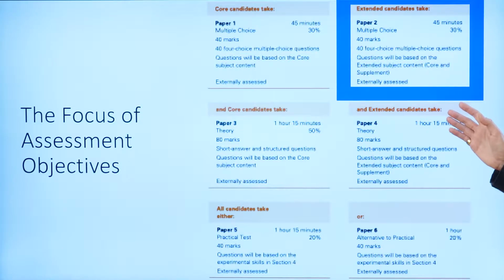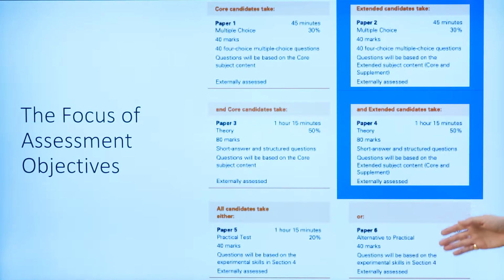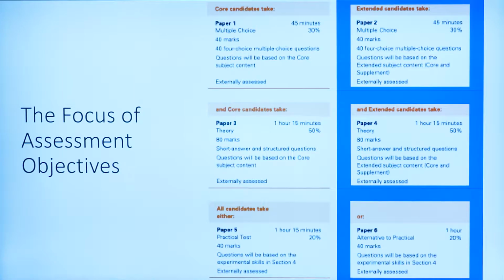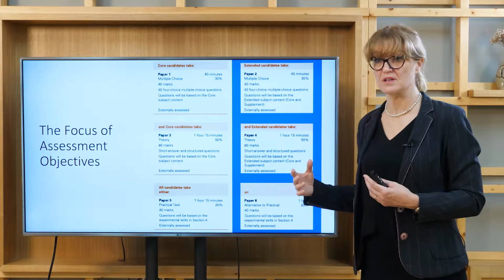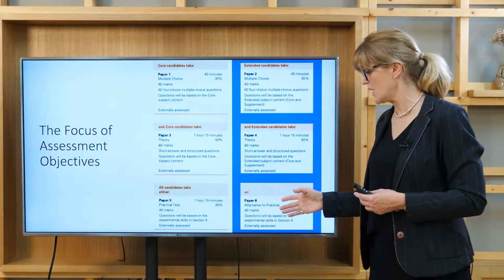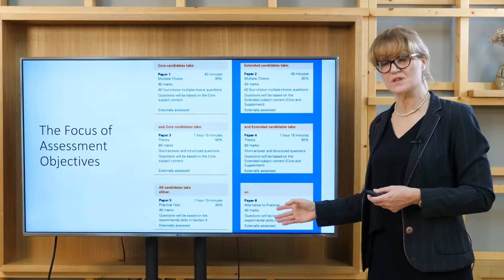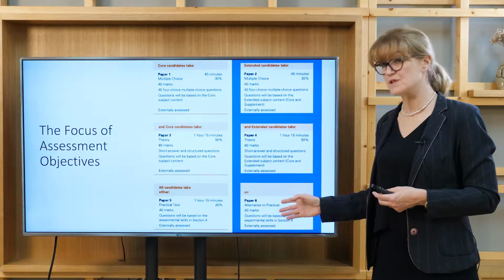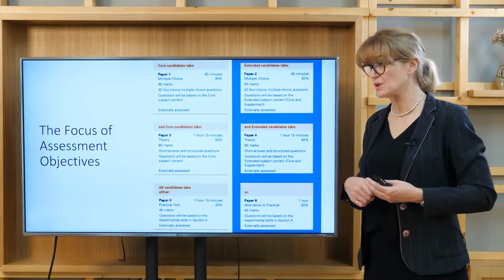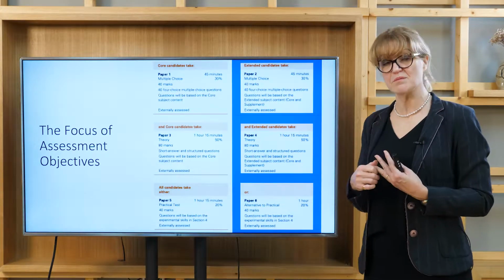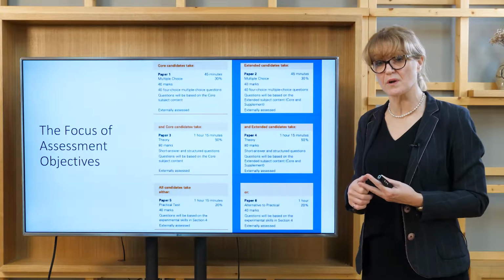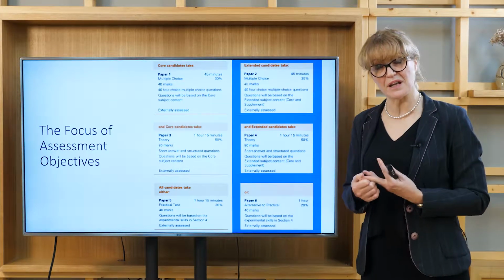So we follow, as you'll see in a minute, this band, this particular strip. Paper 2, multiple choice, extended. Extended candidates take paper 4, this is the theory, short answer questions and structured questions, those sort of things. And then paper 6 here is the alternative to a practical, and what they have to do here is show that they are able to draw tissue plan diagrams, cell diagrams, take measurements from those particular types of diagrams. They've got to be able to calculate magnification.